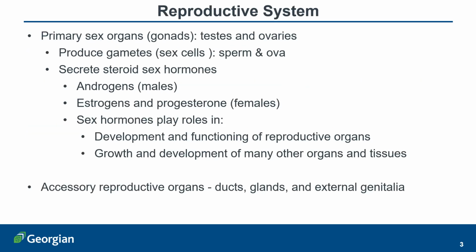The reproductive system is divided into the primary and secondary sexual organs. The primary sex organs, or gonads, are the testes and the ovaries. They produce the gametes, which are the sex cells, the sperm and the ova. The testes and the ovaries also secrete various sex hormones, which are steroid-based. They include the androgens, which are the male sex hormones, and estrogen and progesterone, which are the female sex hormones.